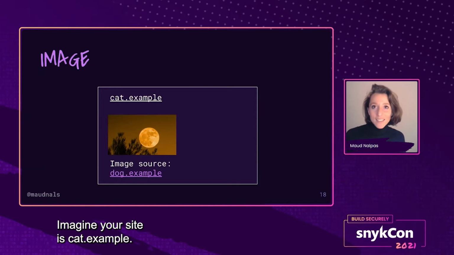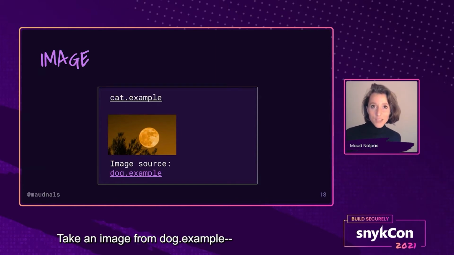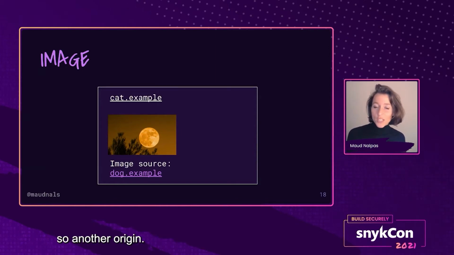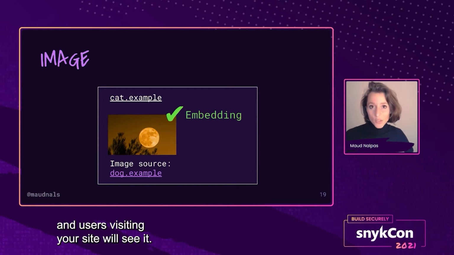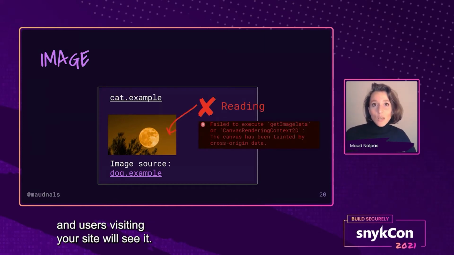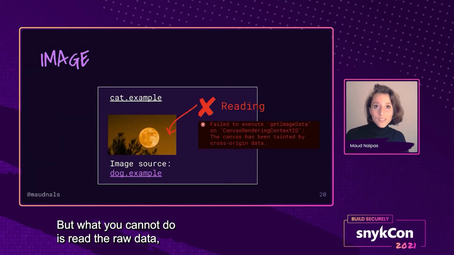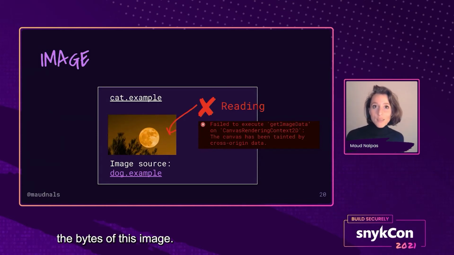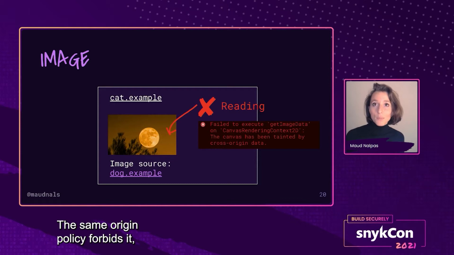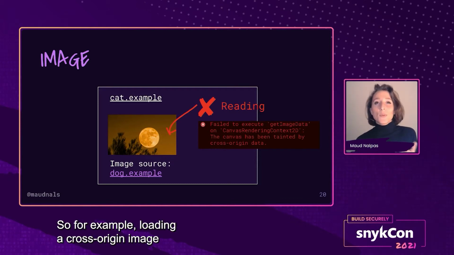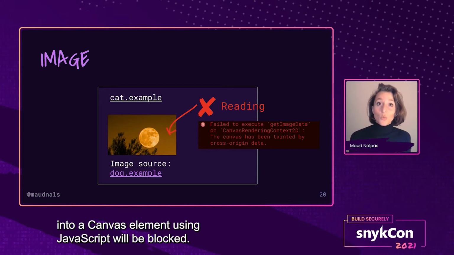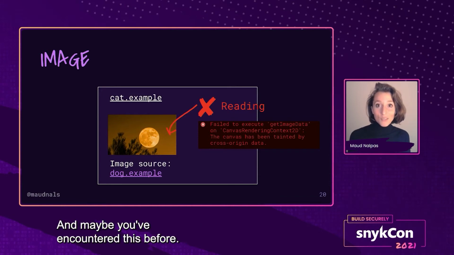Imagine your site is cat.example. Take an image from dog.example, so another origin. You can embed an image from dog.example on your page, and users visiting your site will see it. But what you cannot do is read the data, the raw data, the bytes of this image. The same origin policy forbids it because this image is loaded cross-origin. So, for example, loading a cross-origin image into a canvas element using JavaScript will be blocked. And maybe you've encountered this before.